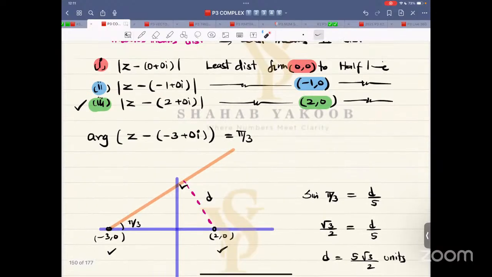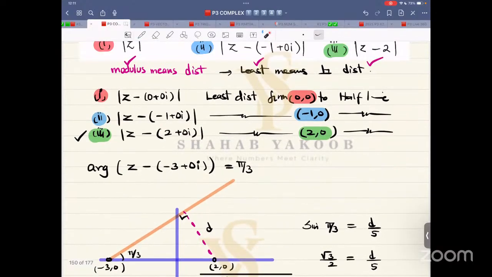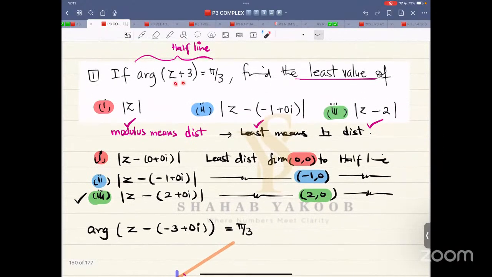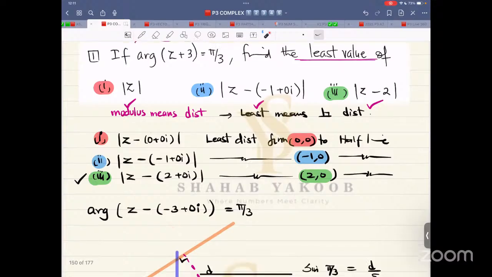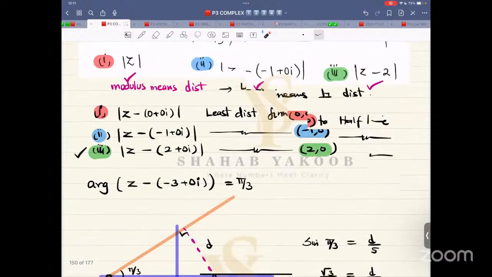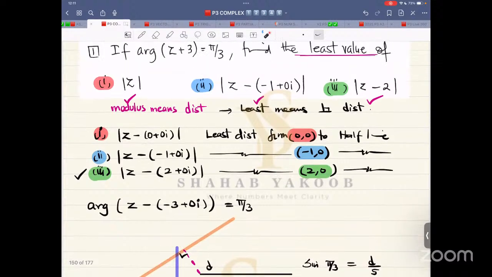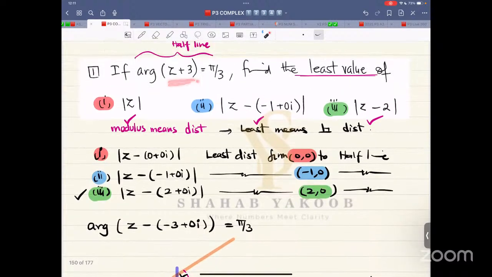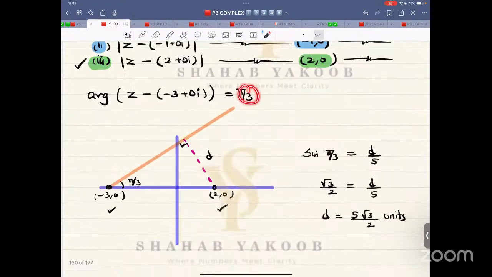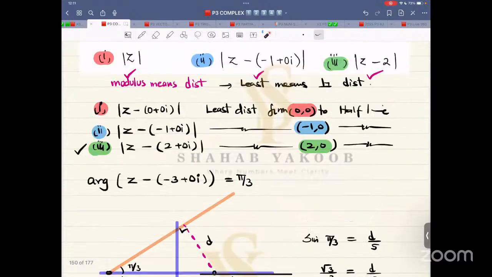Some questions based upon complex numbers. If the argument of modulus z plus 3 is pi by 3, find the least value of, let's say, the argument of z minus 3 plus 0i. This is the complex number equation of a half line, starting from minus 3, 0, making an angle of pi by 3. So now the angle is already given.